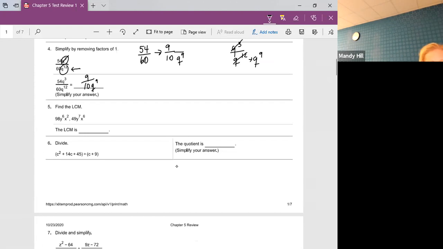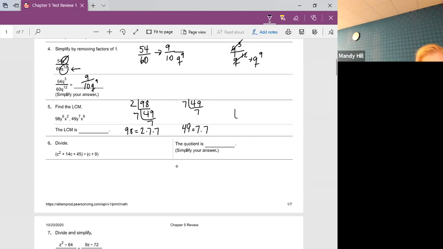Okay, least common multiple. We've got to look at 98. I always want to deal with my numbers first. 98 and 49. Well, 49 is just 7 times 7. That's prime. Okay, so 49 is just 7 times 7. 98, 2 will go into 98 49 times. And we know 49 is 7 times 7. So 98 is equal to 2 times 7 times 7.